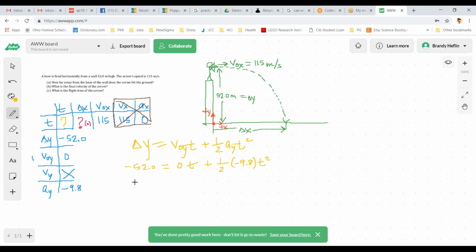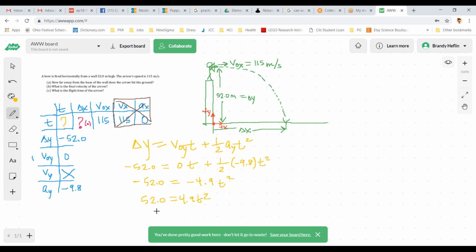All right, so we know that 0 times t is 0. Don't have to do anything with that. 1/2 of negative 9.8 is negative 4.9. So negative 52 meters for the displacement equals negative 4.9 t squared. We can divide both sides by -1. I'm not going to show that, but we end up with 52.0 equals 4.9 t squared.